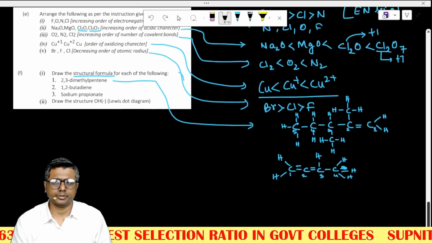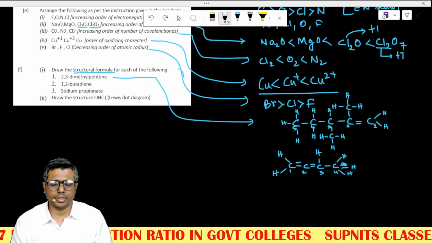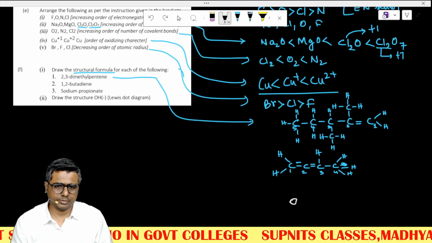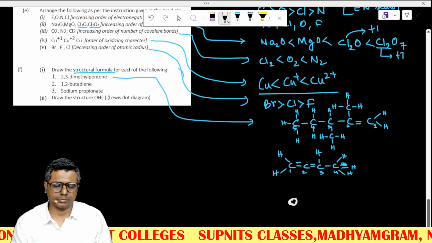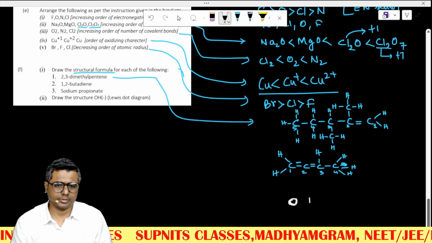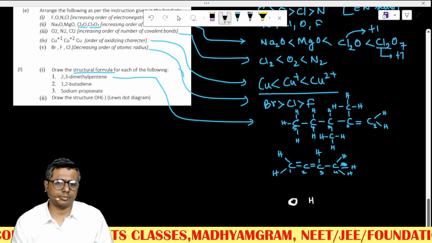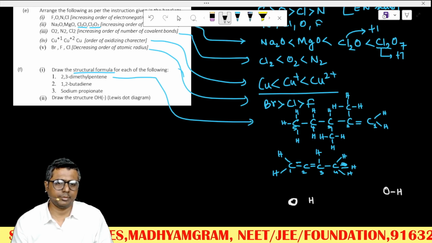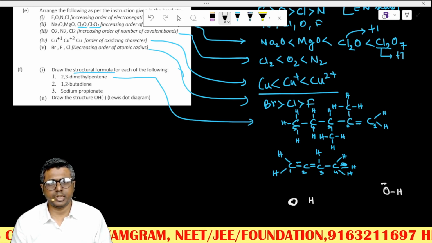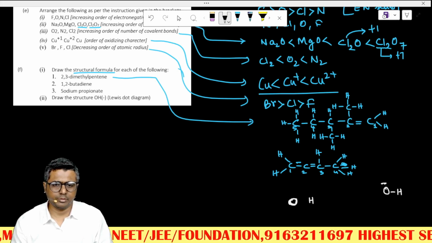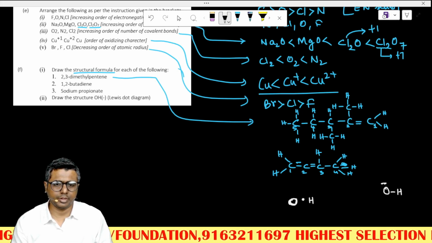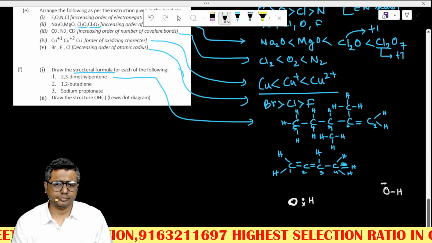What is the question? Draw the structure of OH minus. Okay, so OH minus means OH. So what is the normal diagram of OH minus? That is the bond diagram, like this we draw. So OH is clear to you. Here there is one bond, meaning one electron from hydrogen, one electron from oxygen, like this.